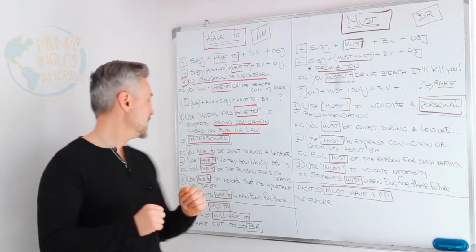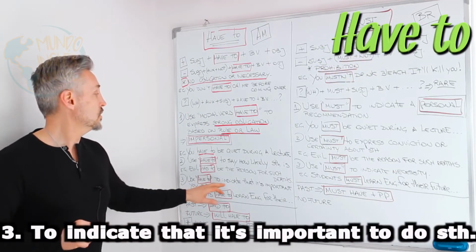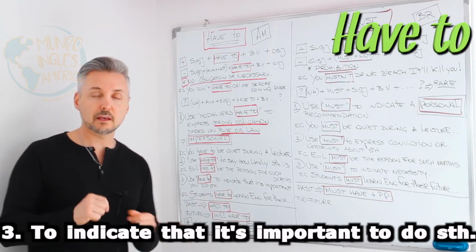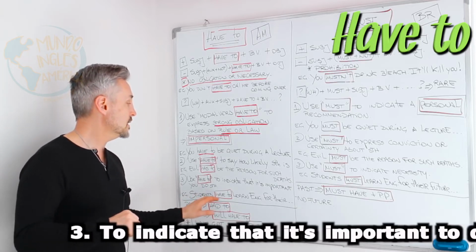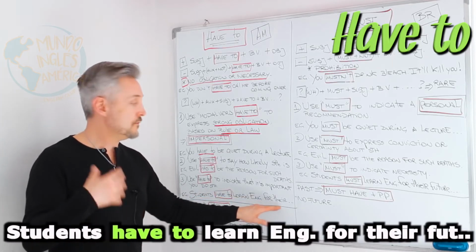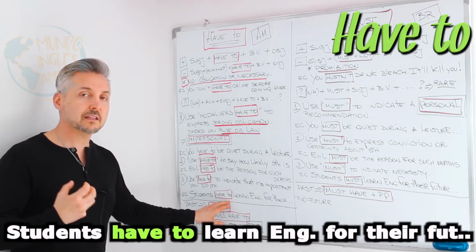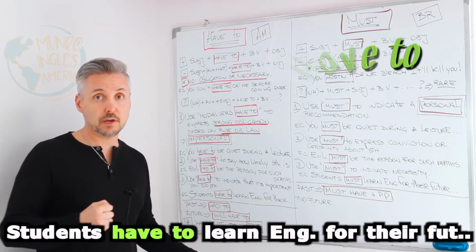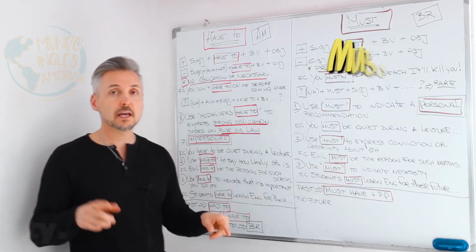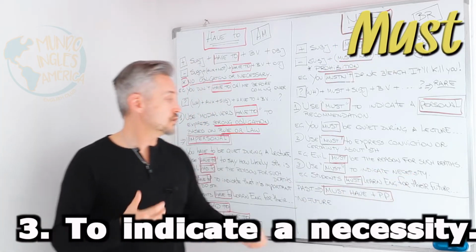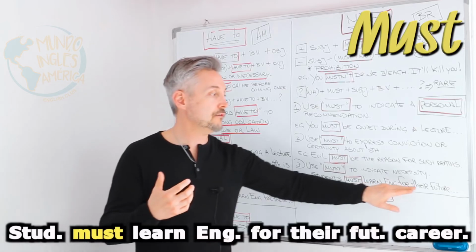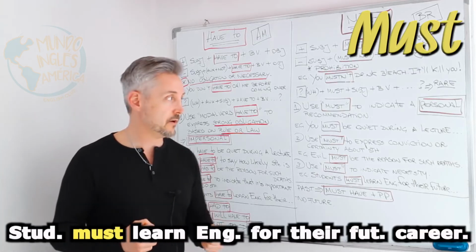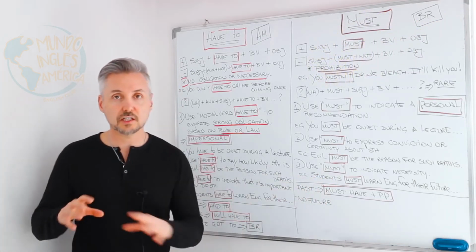Now the third usage is for have to indicate that it's important to do something. For example, the introductory example was, students have to learn English for their future career. By this example, I'm saying that it's important for students to learn English for their future careers. Instead, if I use it with must, it indicates a necessity. So students must learn English for their future career. So it's necessary for students to learn English for their future career. So you can see that it changes meaning.